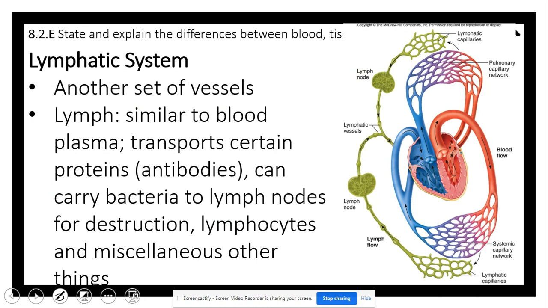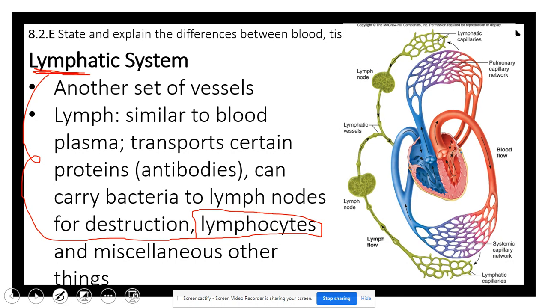Okay, the lymphatic system. So lymphatic should sound like lymph to you, should sound like lymphocytes. It's pretty much another set of vessels for lymphocytes and antibodies and things like that to get around the body. It's like an express lane for these cells, essentially. So lymph, as far as what it's made of, is a fluid similar to blood plasma. Blood plasma is the liquid component of your blood, so mostly water, probably 90-something percent water. A little bit of protein, a little bit of salt, a little bit of sugar. Mostly water. Transport proteins like antibodies.